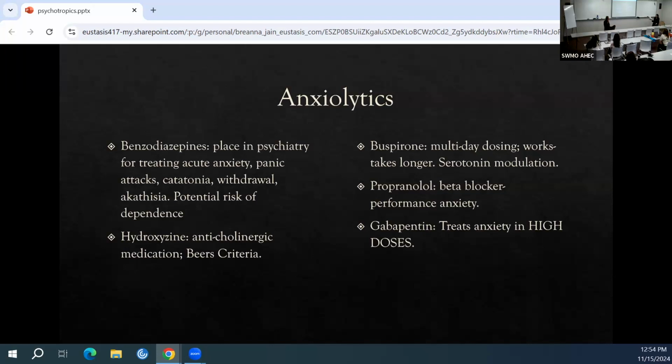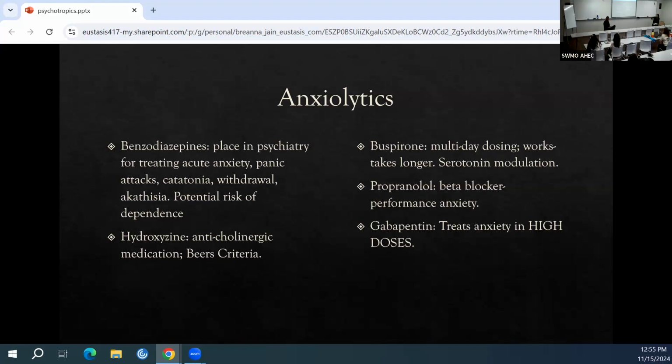Hydroxyzine is anticholinergic. It is on Beers criteria. I've had people think that it's safer to put a 72-year-old patient on 50 of hydroxyzine TID than to give them a low potency benzo. Not true. That's actually the opposite. Benzodiazepines in that class of patients are probably safer than using anticholinergic medications like hydroxyzine.